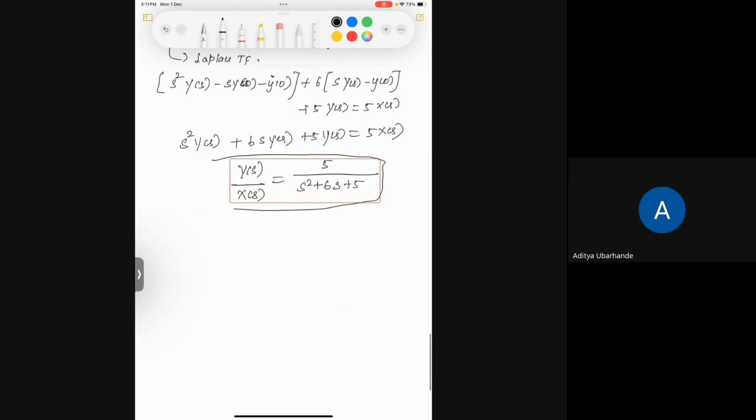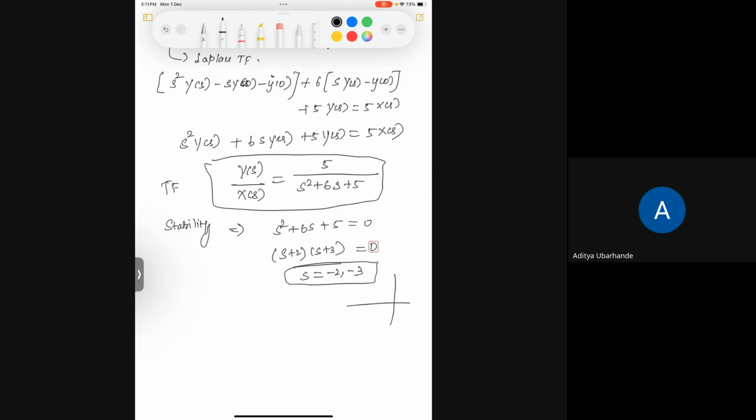This is our overall transfer function representation. If I want to find the stability, what will I do? I will just take the characteristic equation. Denominator will be equated to 0. Then I will find the factors of this, that we call the poles. Factorization of the denominator will be the poles. So this will give me s plus 2 into s plus 3, so s is equal to minus 2, minus 3. So poles lie in the left half of the s plane. So the system is stable.